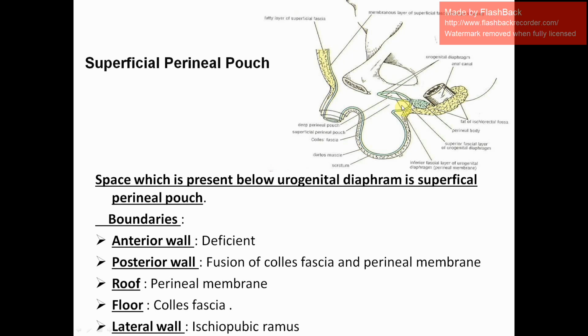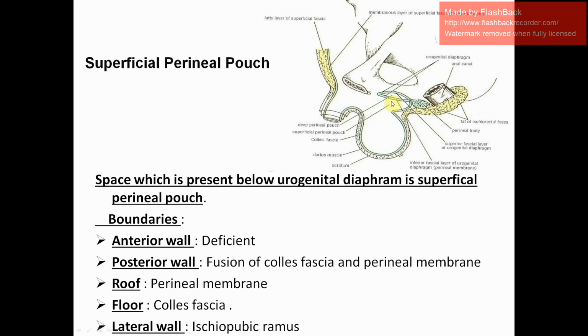Now we'll see the boundaries of the superficial perineal pouch. Anteriorly, the wall is not closed, it is open. So the anterior wall is deficient. Posterior wall: fusion of Colles fascia. Can you see here the Colles fascia? It is coming posteriorly and joining with the perineal membrane. So the posterior wall is formed by fusion of the Colles fascia and perineal membrane. Now this is the roof. The roof is formed by the perineal membrane. It is also called the inferior fascia of the urogenital diaphragm.